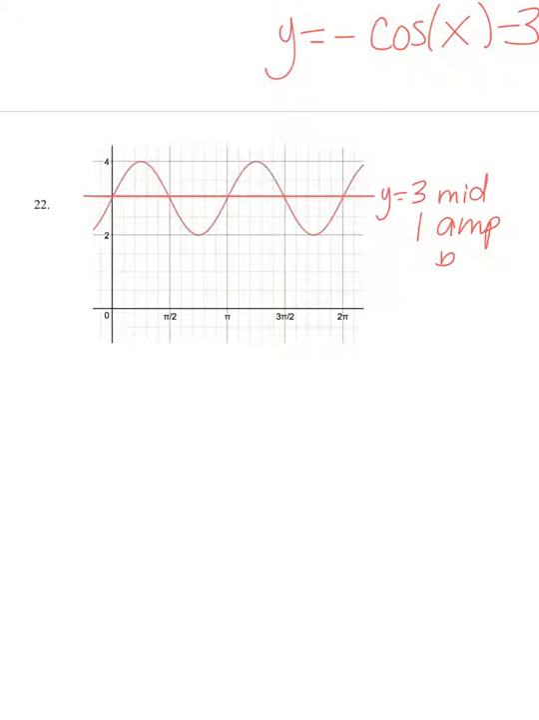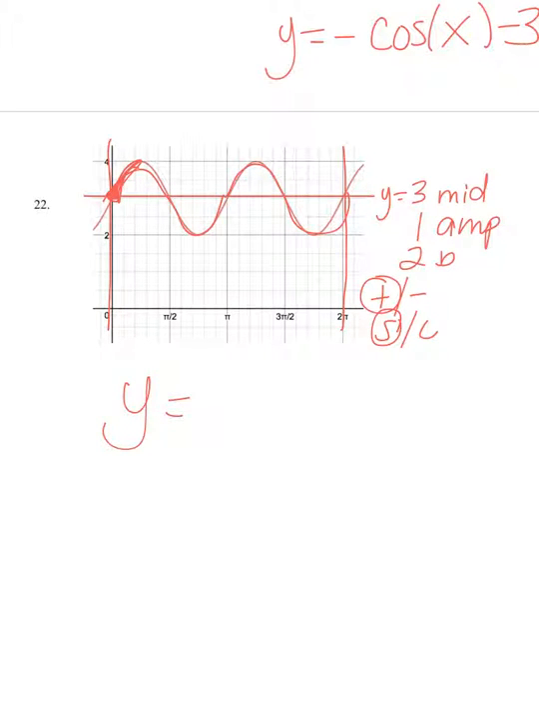Here, the b value, from 0 until 2 pi, I have 2 cycles. And then lastly, positive or negative, sine or cosine. Here my y-intercept is on the midline, so it's going to be sine. And then I go up after. So this is a positive sine. So this is y equals +1 sine of 2x plus 3.